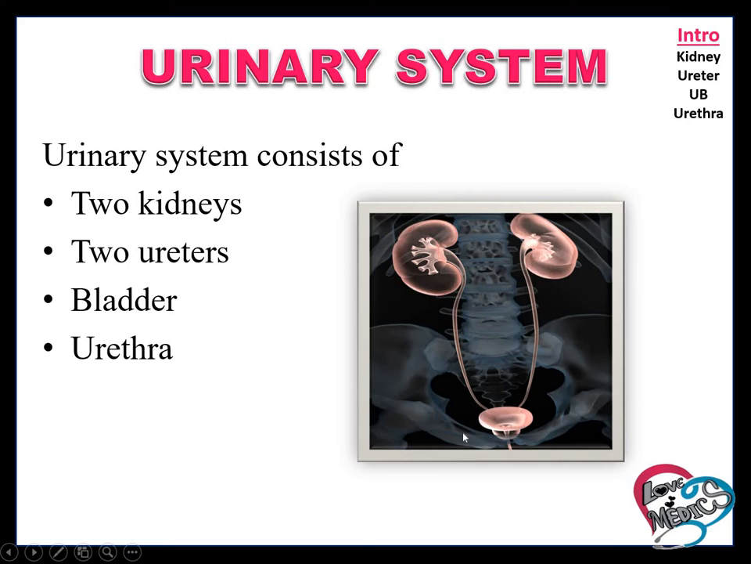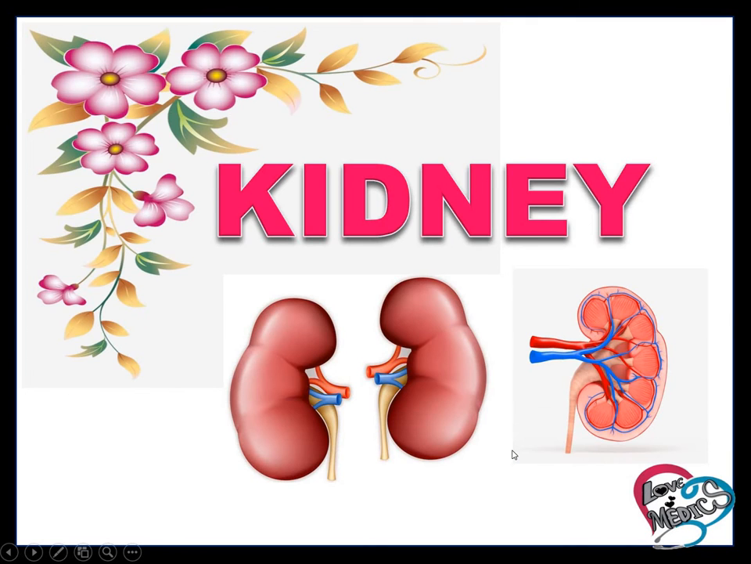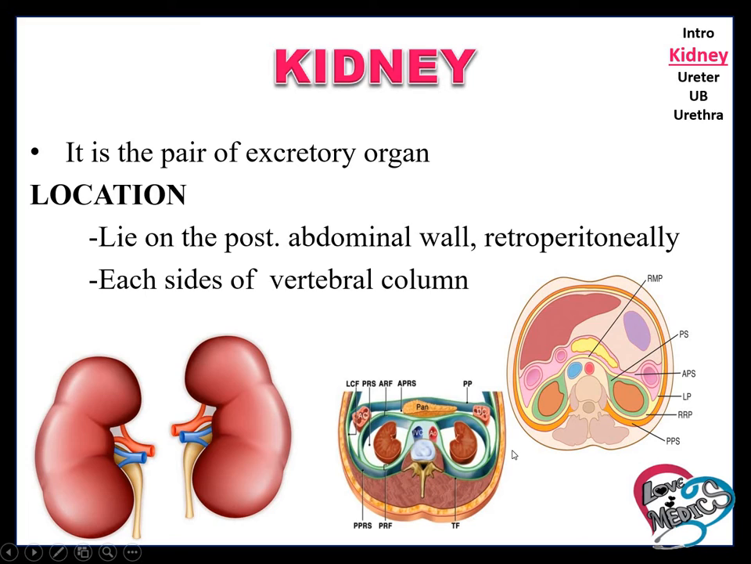The urinary system consists of 2 kidneys, 2 ureters, the urinary bladder and the urethra. Kidney. The kidney is a pair of excretory organs. Location of the kidney. It is a retroperitoneal organ.